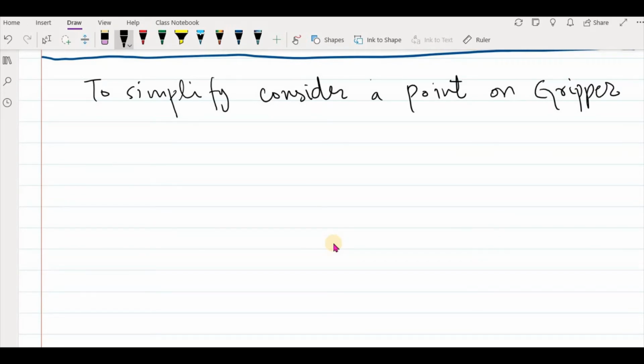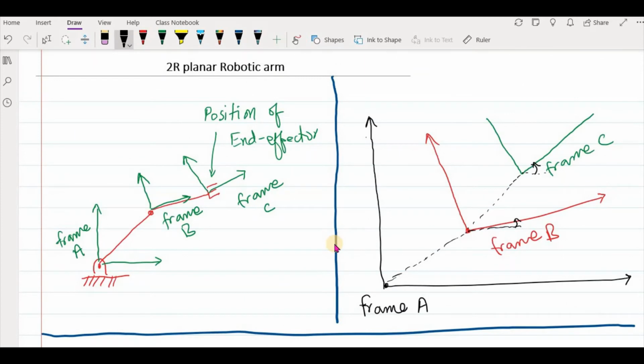So we take a point. Let's say the point is P, and it is on the origin of frame C. The reason is to reduce the calculations, so instead of taking the whole frame C, we just take the origin of frame C and say we have a point P here. So now we don't need frame C, we are only interested in the position of point P in frame B, and eventually in frame A.